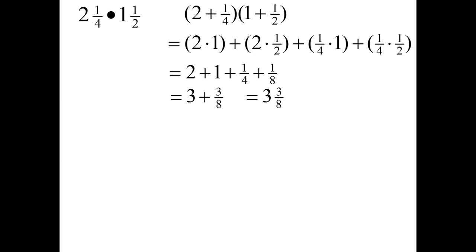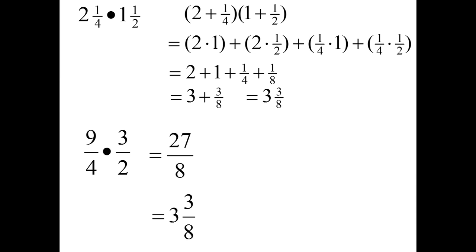So there is another way we can multiply two mixed numbers, which is to rewrite them as improper fractions. And if we do that, then we can simply multiply the numerators and multiply the denominators. And if we rewrite the 27/8 as a mixed number, we get the same 3 3/8.